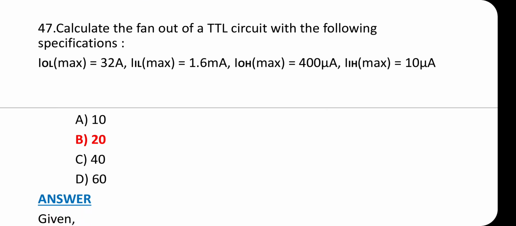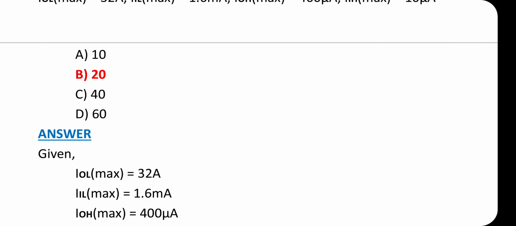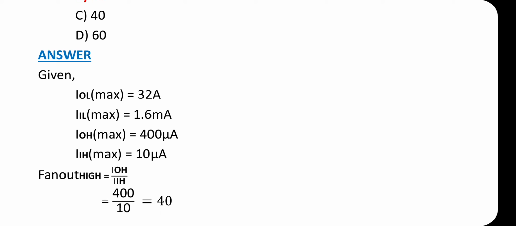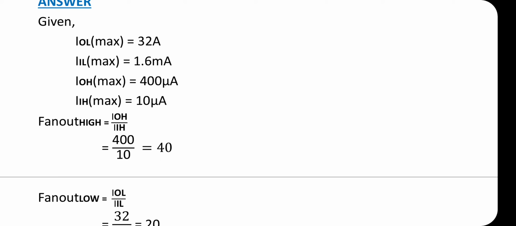Calculate the fan out of a TTL circuit with the following specification. I OL maximum equal to 32 milliampere, I IL maximum equal to 1.6 milliampere, I OH maximum equal to 400 microampere, I IH maximum equal to 10 microampere. Answer is option B, 20. These are the given values.